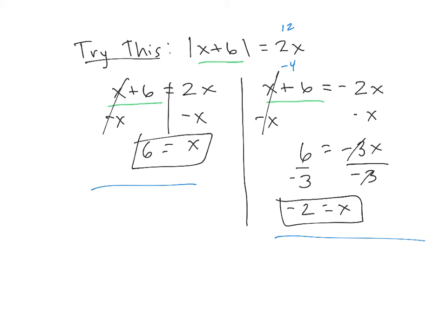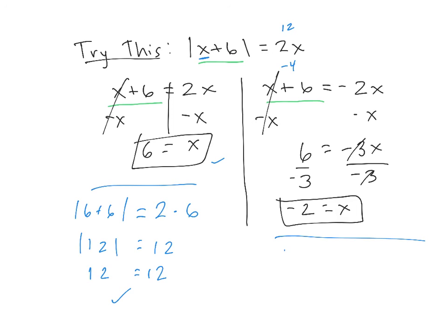But if I go through and do the check, I have 6 for x plus 6 is equal to 2 times 6. And the absolute value of 12 is equal to 12, so that one works as a solution.